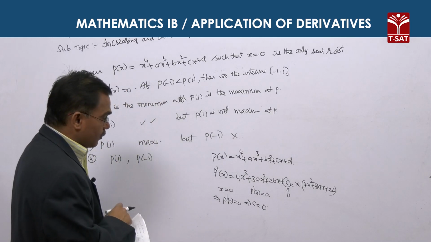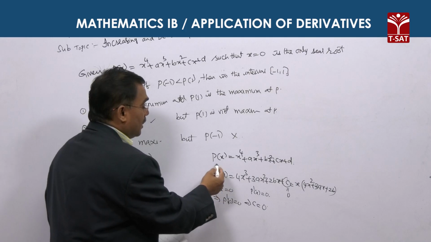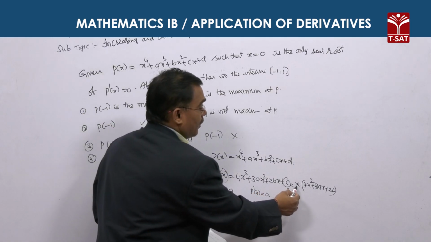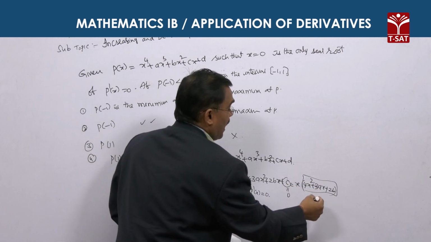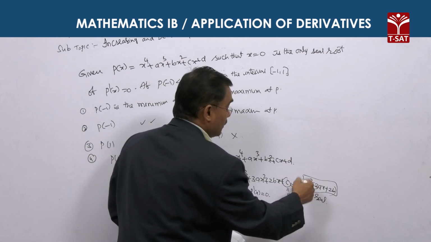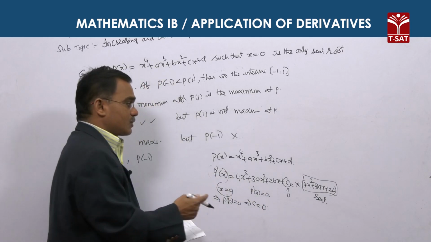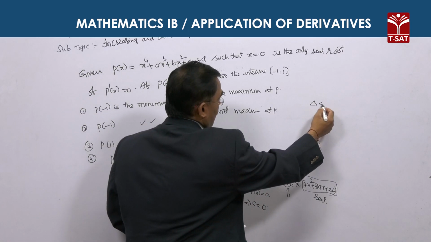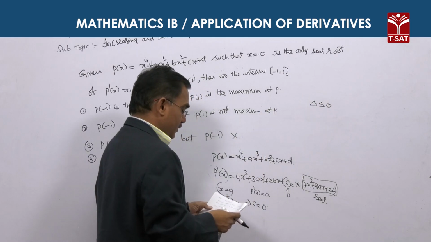Also given that x equal to 0 is the only real root of P dash x, that means this quadratic equation has no real roots. Having no real roots means its discriminant is negative. The discriminant delta is always less than or equal to 0.